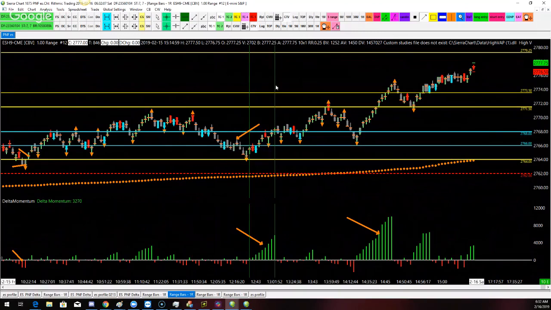So we push down, we get above. Notice that we don't close back into it, right? We don't close down to this little wave. We push again, right?